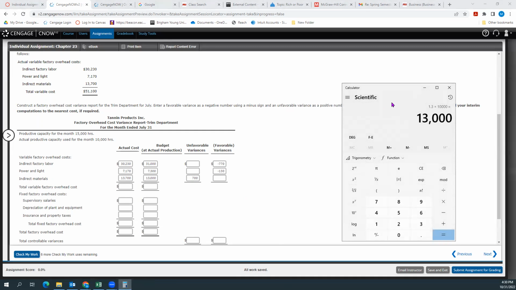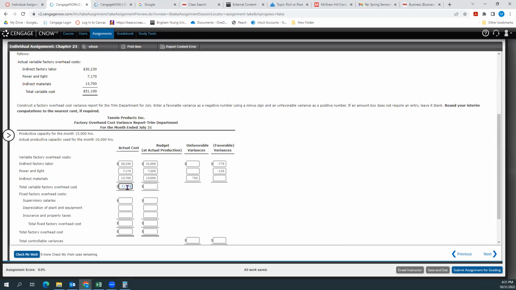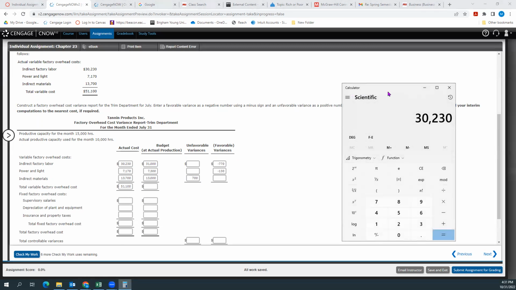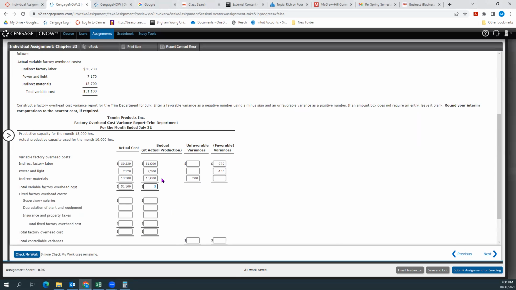Now we'll just add all these up to get our actual cost, 30,230. Oh, actually it's given to us right here, 51,100. But then we'll add up our budgeted actual production: 31,000 plus 7,300 plus 13,000 gives us 51,300. So overall, it looks like we spent $200 less than what we would have expected to at that actual production level. So that's pretty good.